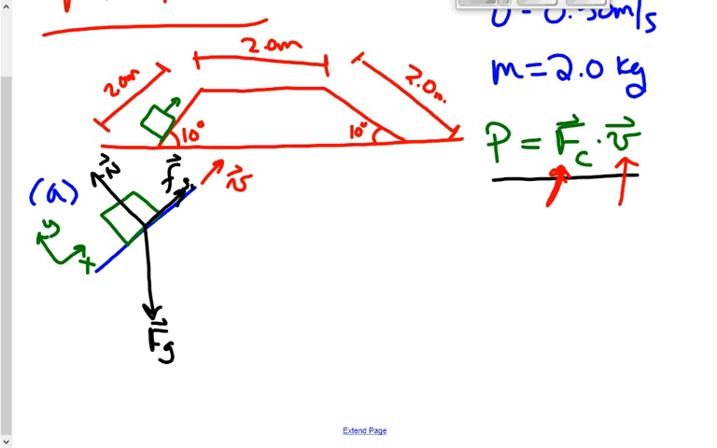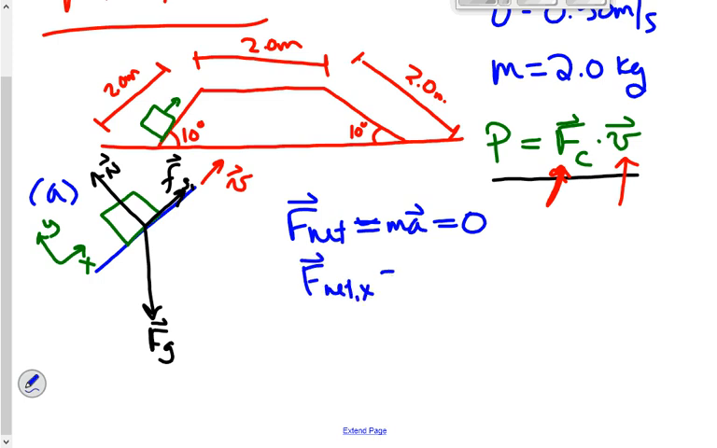Okay, so I can use F net equals ma. Okay, so I've got F net is equal to ma. My speed is constant, which we talked about before. So that means that F net will be equal to 0. And what direction am I specifically interested in? X. Okay, so I've really got F net X is going to be equal to 0.